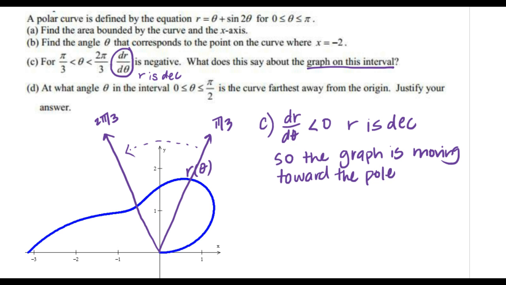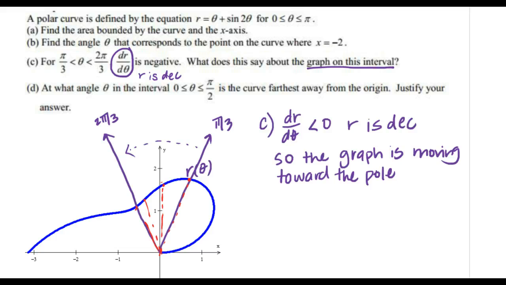Or we can say something like, the distance from the curve to the pole is shrinking. So ultimately that's what's happening. And if we just look at different points on the graph, so looking at this point at pi over 3, look at this distance here, and as I move to 2 pi over 3, now this distance is getting shorter every time. So we don't just want to say dr d theta is less than 0, so r is decreasing.